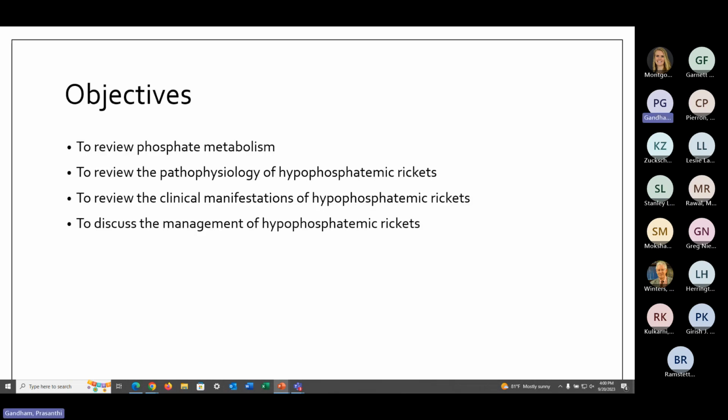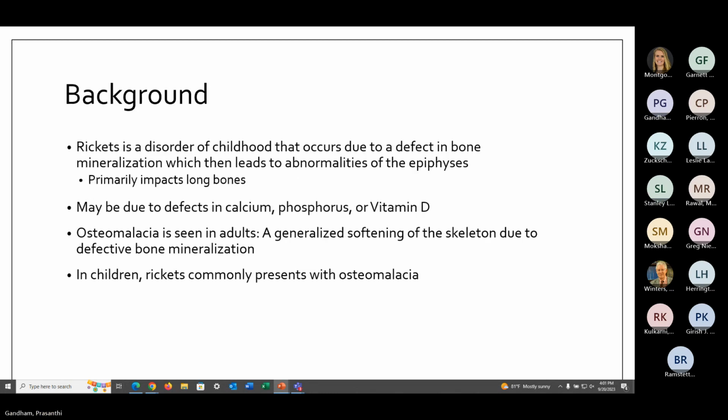So today during this talk, we will be reviewing phosphate metabolism. We're going to review the pathophysiology of hypophosphatemic rickets. We're going to review the clinical manifestations of hypophosphatemic rickets and discuss the management. We'll start with a little bit of background.